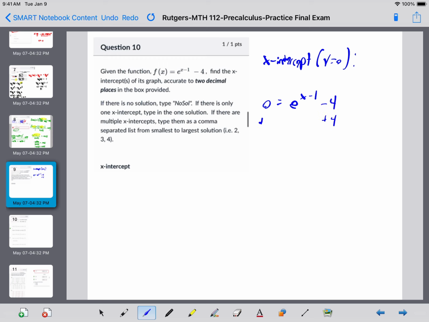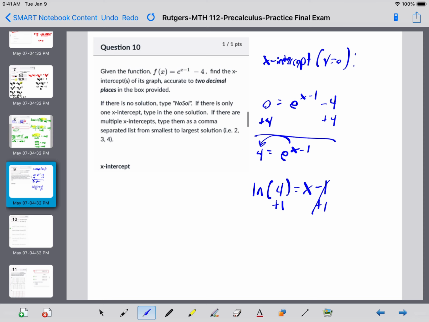Isolate your base. You can use logs. Log base answer equals exponent. In this case, it's base e, so you could just go straight to natural log, ln, of the log base answer or argument, it's always on the other side of the equal sign, equals the exponent x minus 1. Add 1.